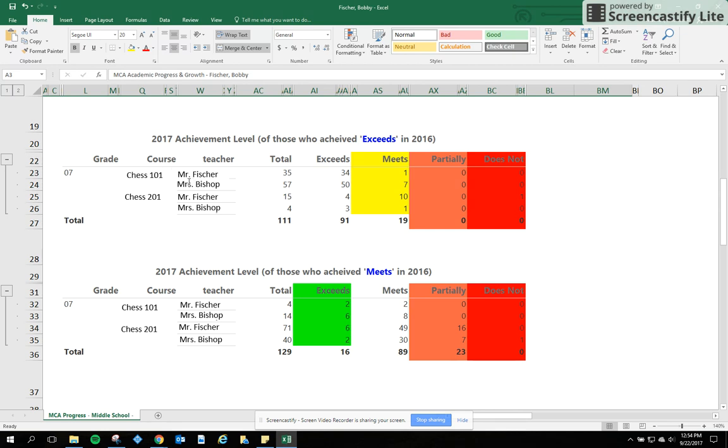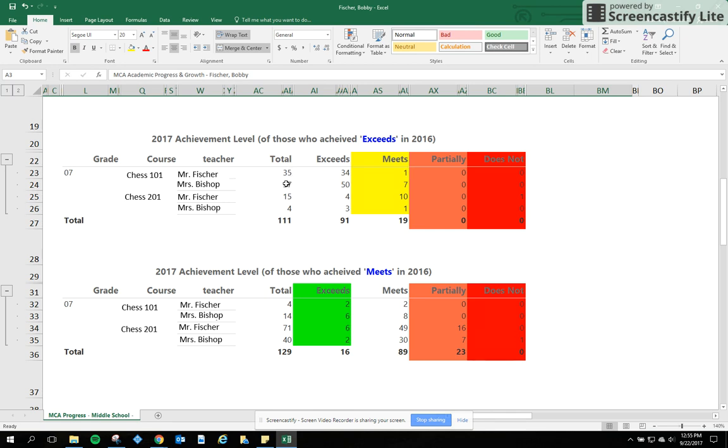There's Mr. Fisher and Mrs. Bishop. And the same thing is true of Chess 201. Mr. Fisher taught it, and so did Mrs. Bishop. When we look at the students who Mr. Fisher had in his class, there were some students who exceeded the year before. He had 35 kids that came into his class who had exceeded the year before, but how did they do this year when they had him for chess? Well, 34 of them exceeded again, and 1 of the students met versus exceeded of his 35.